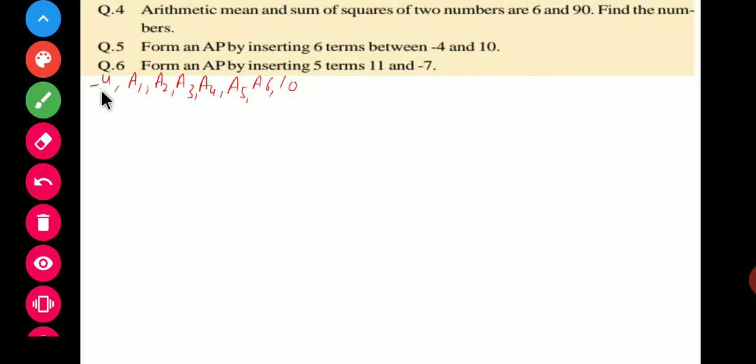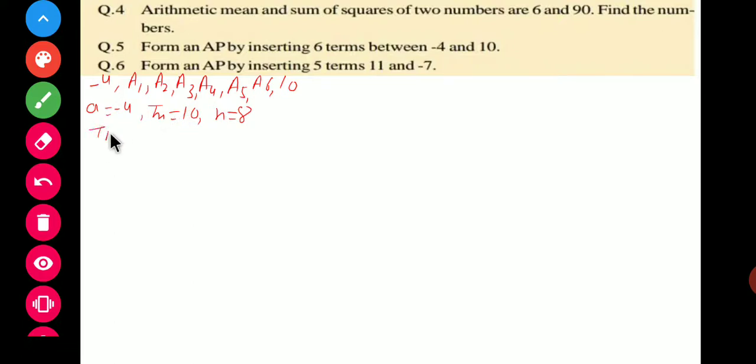So that is the first number, -4, so you can write a is equal to -4, and Tn, that is the last number, is 10. And how much is n? First of all, you can see there are 6 numbers between -4 and 10, and the two numbers -4 and 10 are also there, so we get the total number as 8. So apply the formula.